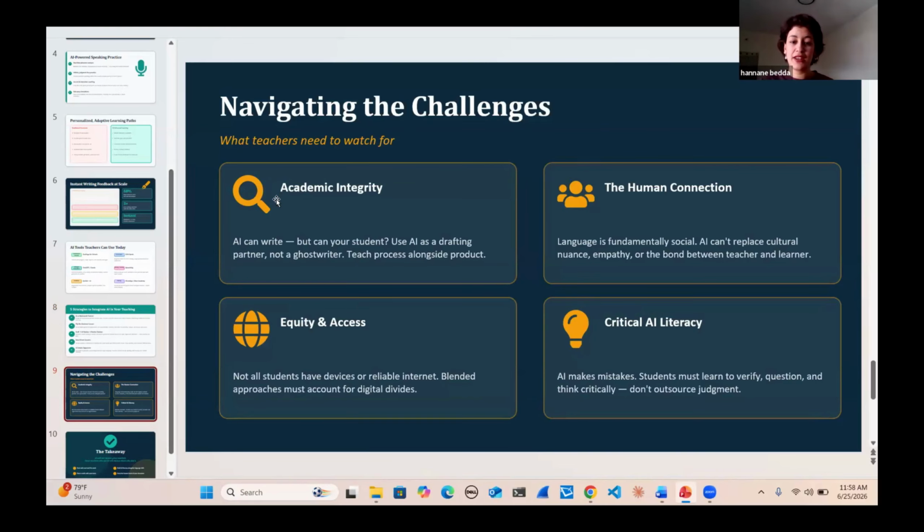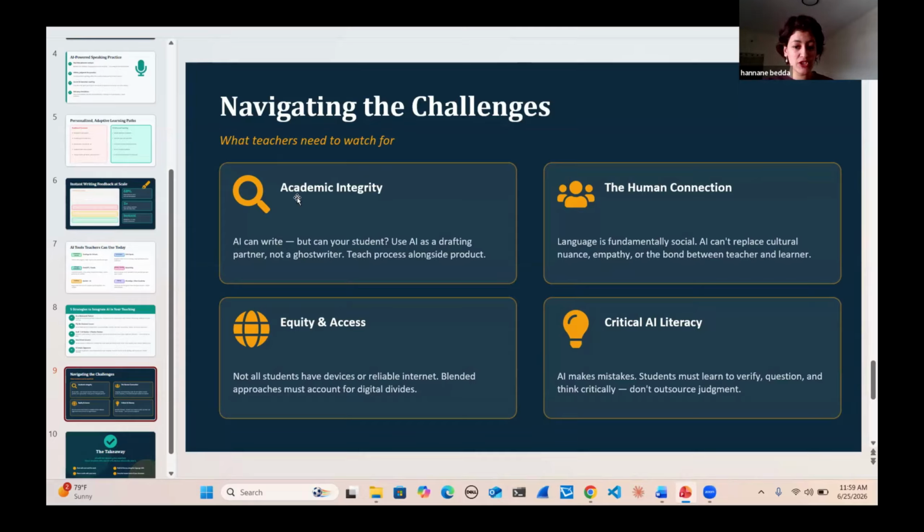Then we have navigating the challenges. As we know, you cannot trust AI 100%, and also students, because some people, especially students, use AI like 100%. So here is what teachers need to watch for. We have academic integrity. AI can write, but can your students? This is the question. Sometimes you give them homework, they end up doing everything in 1 second and send it back to you. So use AI as a drafting partner, not a ghostwriter. Teach process alongside the products.